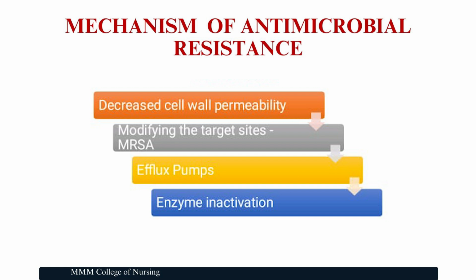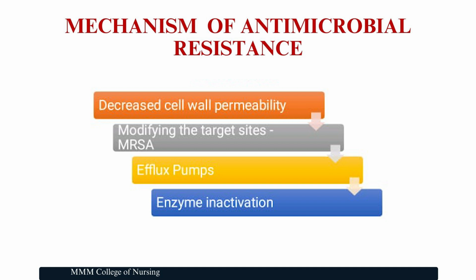Next, mechanisms of antimicrobial resistance. The first one is decreased cell wall permeability. Certain bacteria prevent entry of antibiotics into the cell by altering the cell wall properties. Example, many gram-negative bacteria.